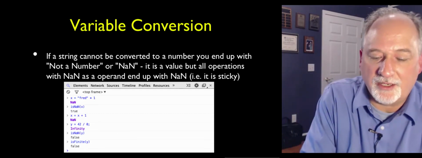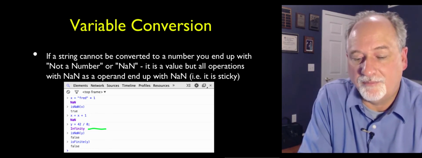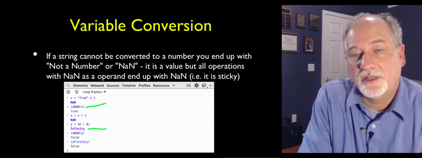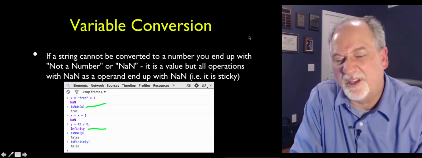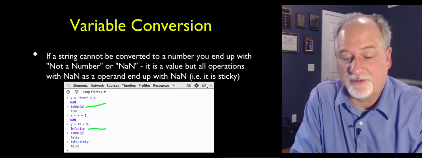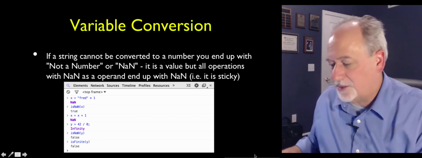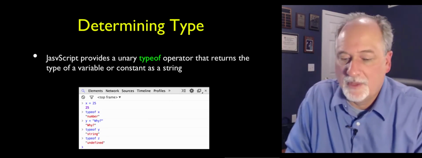We can also end up with infinity by dividing by 0 by mistake. There is an isNaN function, and so we can do these kinds of things, but in general we just sort of avoid doing silly things like multiplying Fred by 1 or dividing an integer by 0 in JavaScript. So these are just some functions that you can play with.